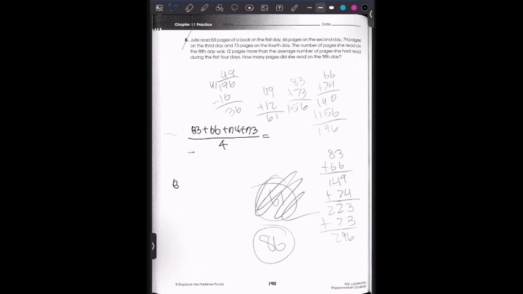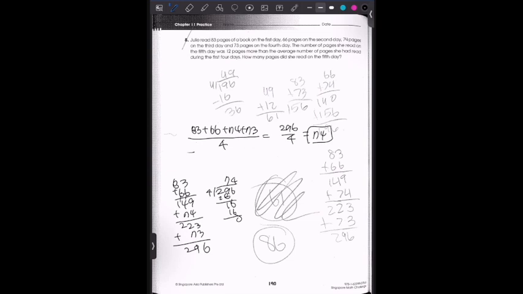And so 83 plus 66 is 149. We add 74, so that becomes 223, and then we add 73, so that becomes 296. So 296 divided by 4 is going to be 74. So she read an average of 74 pages on the first 4 days.